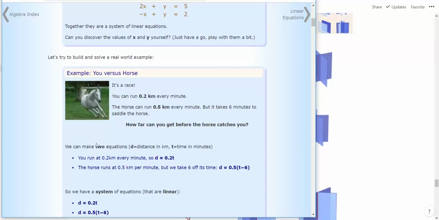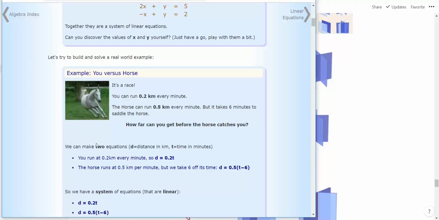Okay, it's a race. You can run 0.2 kilometers every minute. A horse can run 0.5 kilometers every minute, but it takes 6 minutes to saddle the horse. How far can you get before the horse catches you? So that one has a plus 6 minutes in the equation, so that's a time every minute, right? So that's like 0.2 kilometers multiplied by the minutes. Let's call it T. And then the other one, 0.5 T plus 6 minutes. We need to add 6 minutes to the mix.